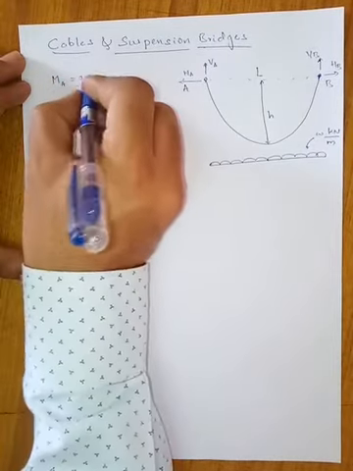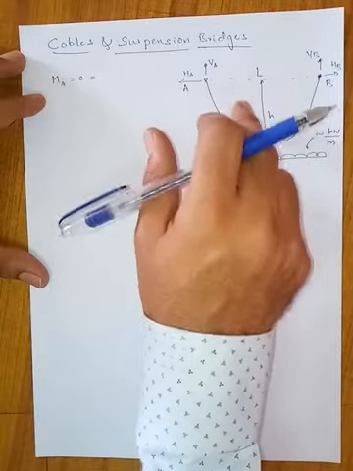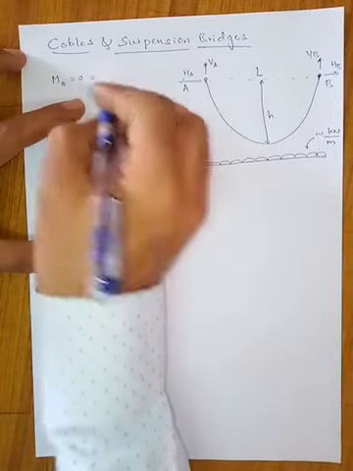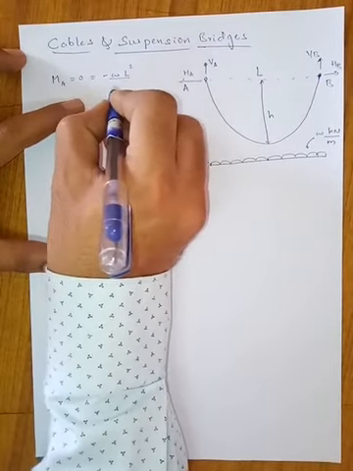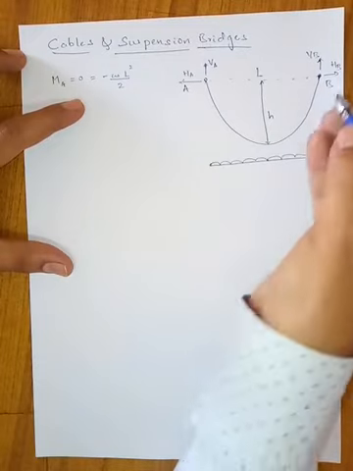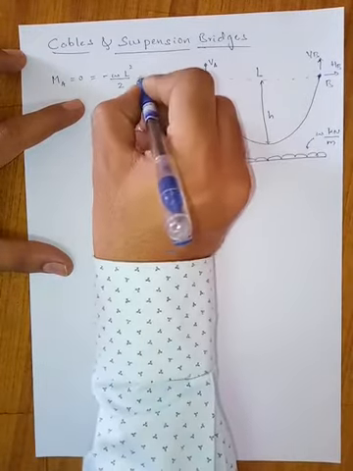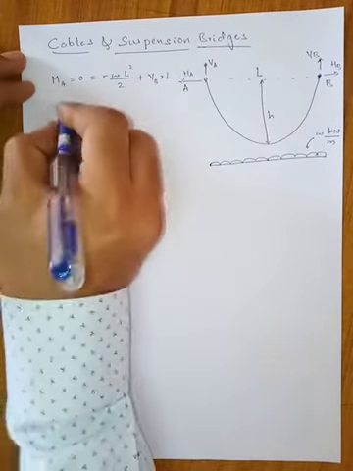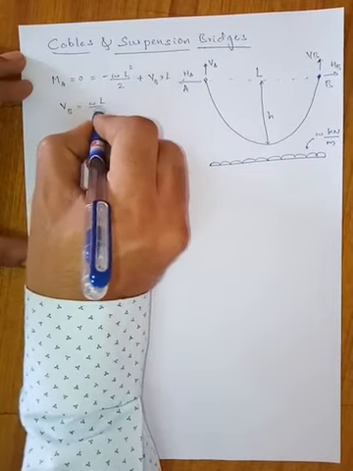What are all the forces trying to turn this cable? First is the load UDL trying to turn it clockwise. The moment will be WL square by 2. What are all the support reactions? VB anti-clockwise, positive VB into L. Here we can see only VB is the unknown. If you solve, VB is equal to WL upon 2.